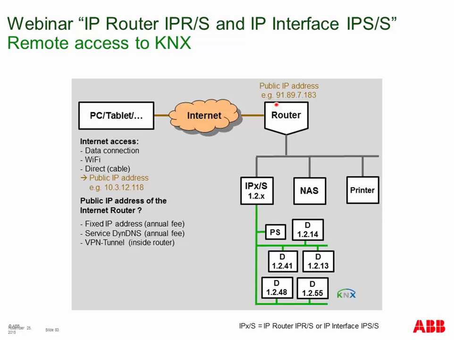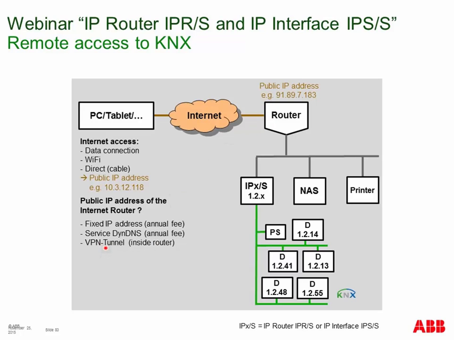Now when we want to have access to this router, we need this IP address. But this IP address may change every day. It depends on your internet service provider. Then the best solution is to use a fixed IP address, but then you have to pay an annual fee. Or to use a service like DNS, which also has an annual fee, but costs about between $5 and $10 per year. Then you still have a dynamic IP address, but via this service you have access to your IP address at home every time.